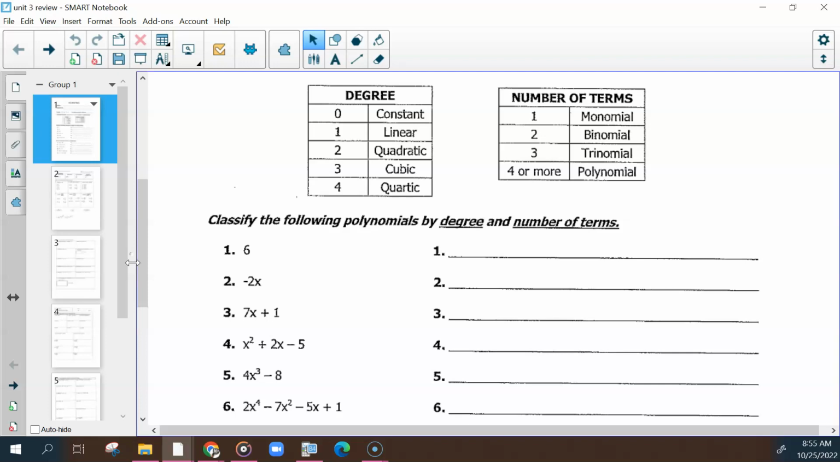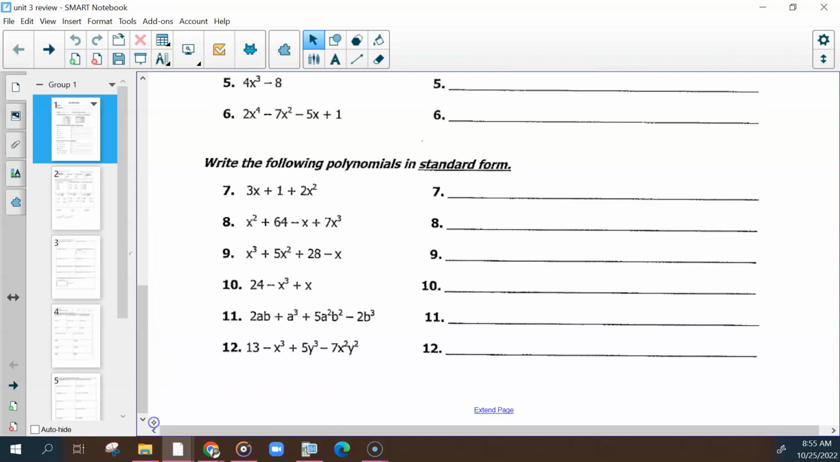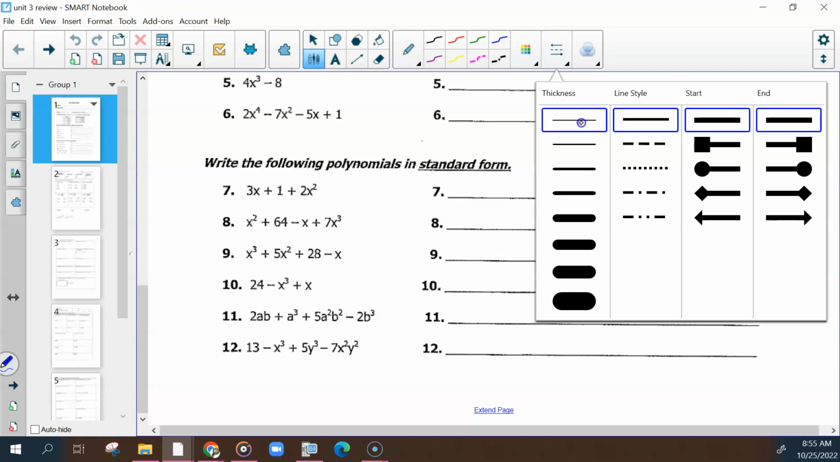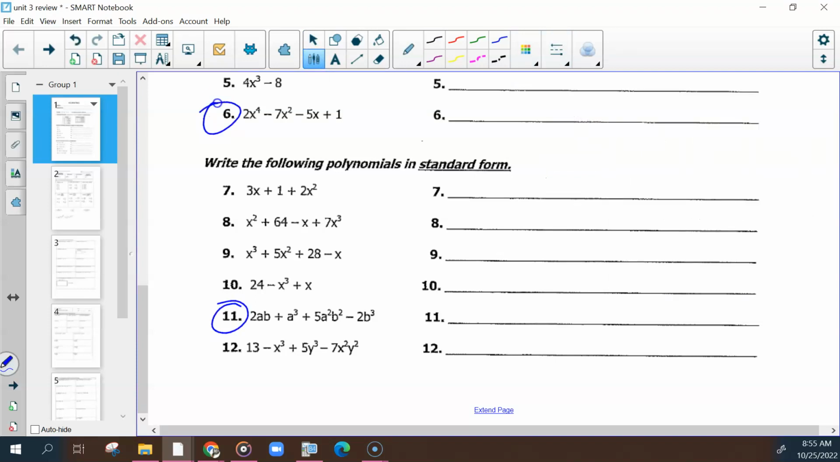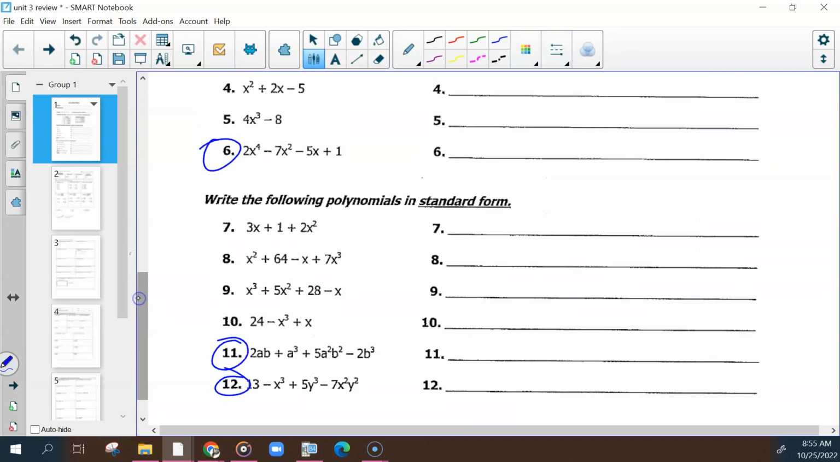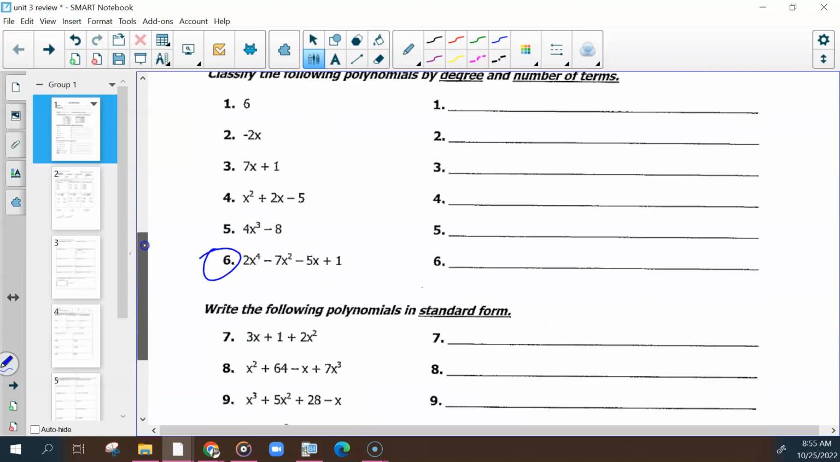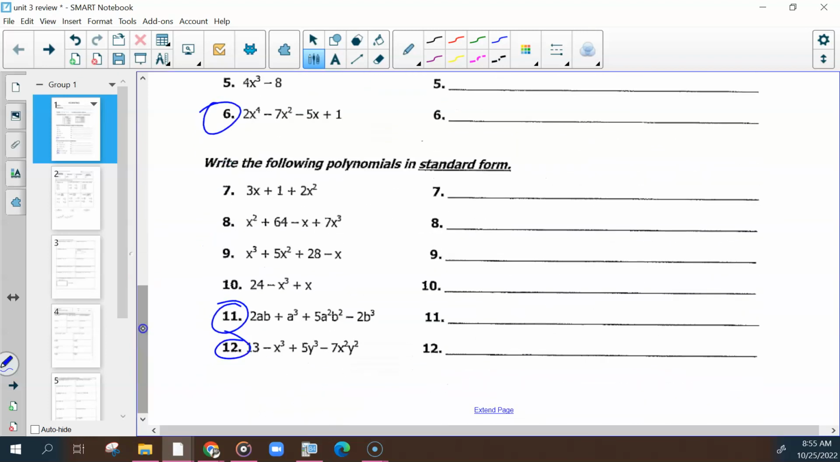Otis. Can we do 11 and 12, please? 11 and 12, correct. And then also 6. 6, 11, and 12. Okay, so for 6, we just have to write degree and number of terms. For 11 and 12, we have to put it in standard form. And then if you want to just practice your degree and number of terms on that as well, we can.